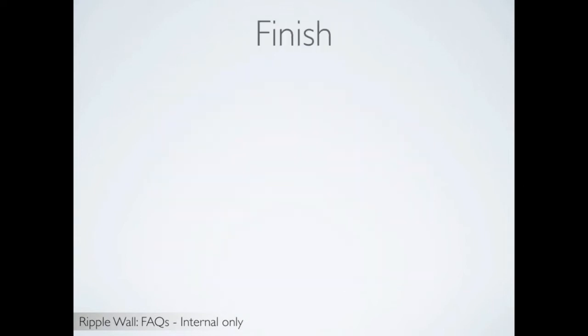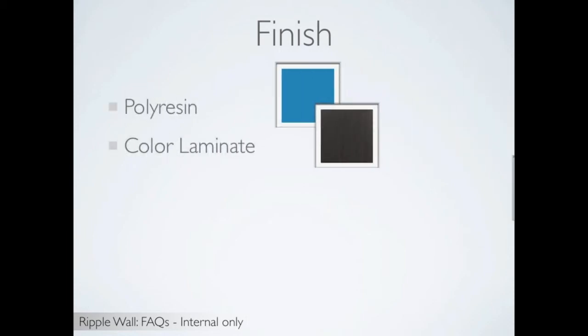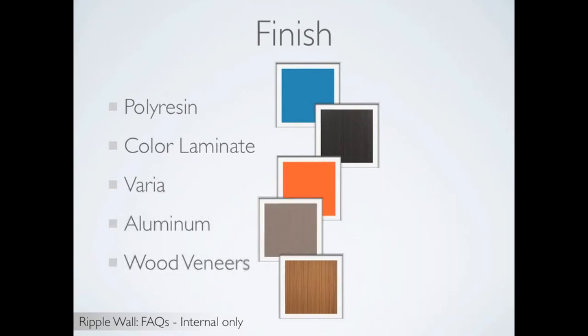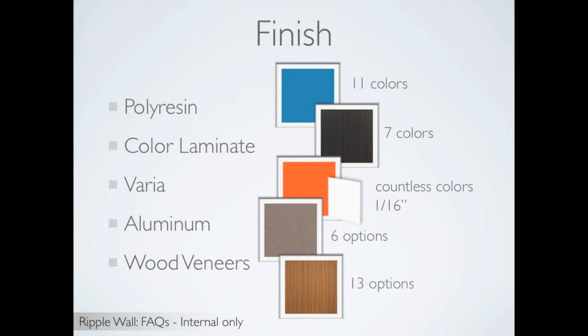Another design option is the type of finish. Specifiers can choose from 5 finish options, including polyresin, colored laminate, Varia, aluminum, and wood veneer. Polyresin is available in 11 different colors. Color laminate has 7 color options. Varia has countless color options, with the only limitation being that it must be 1/16 of an inch gauge. Also be aware that Ghost must be used as a backer for any Varia option. Aluminum has 6 color options, and there are 13 standard wood veneers to choose from.